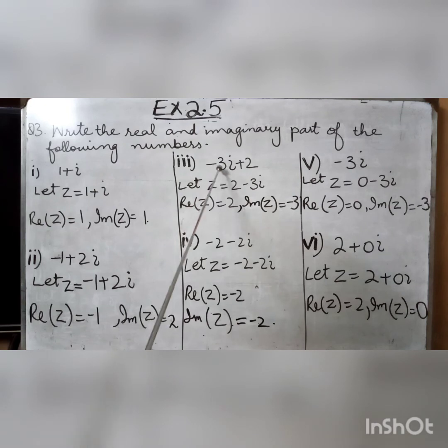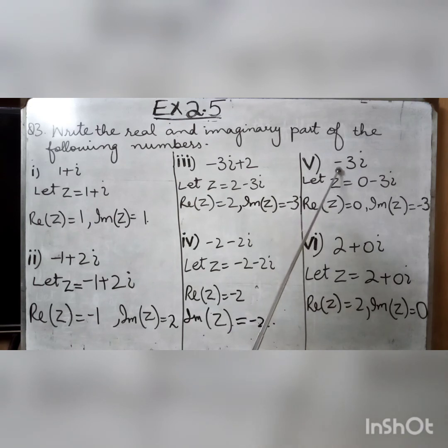Third part, 3 iota plus 2. Let z is equal to 2 minus 3 iota. Real part of z is equal to 2. Imaginary part of z is equal to minus 3. Fourth part, minus 2 iota. Let z is equal to minus 2 iota. Real part of z is equal to minus 2 and imaginary part of z is equal to minus 2.